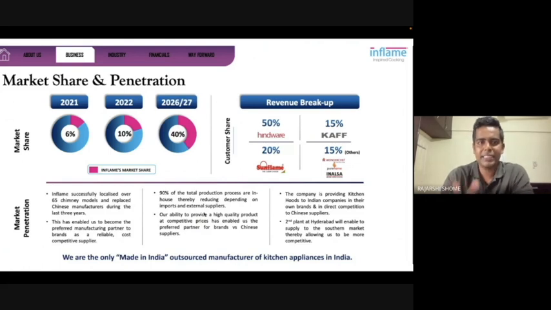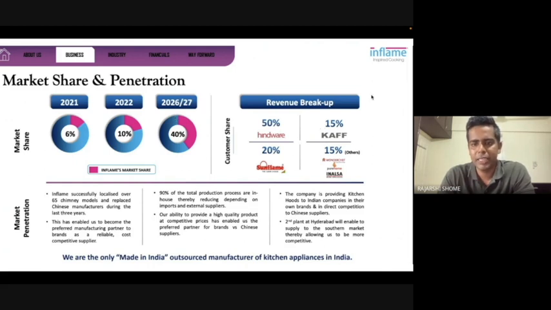Okay, so this is the market share and penetration. Now look at this, right? What is Inflame's market share right now? 6%. Now they expect their market share to go up to 50% in FY26-27. Now, whether they will do it or not, of course time will tell, right? But if you can increase your market share like this, I'm pretty sure the stock is going to make a lot of money for its shareholders. So that's another way of looking at it.